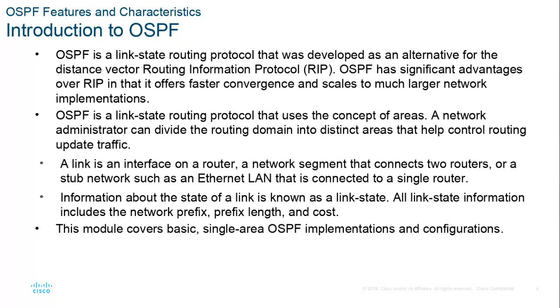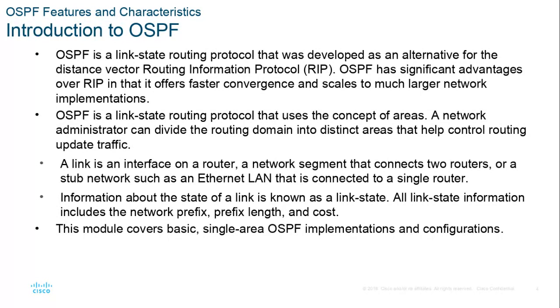For example, at Tarrant County College, maybe the district office would be area zero, the south campus would be area one, and the northeast campus would be area two. We can break it into areas to make it more scalable and more manageable. This cuts down on the update traffic between all the different campuses and reduces it to one particular area. So a link is an interface on a router. Our routers have G0/0, G0/1 interfaces on the 1941 routers we have in the physical lab at the campus.